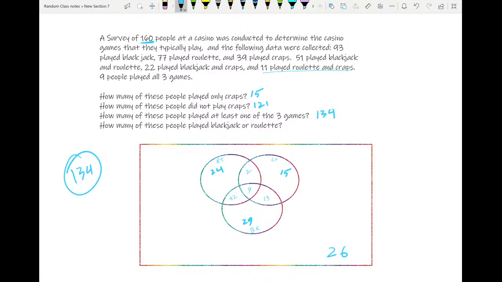And how many of these played blackjack or roulette? So blackjack right over here and roulette. So we're looking at these numbers. They could play craps, but I'm not asking about if they play. It's just talking about they played roulette and blackjack. So we just add the numbers. 2 plus 9 plus 42 plus 13 plus 29. 119. All right, kids.